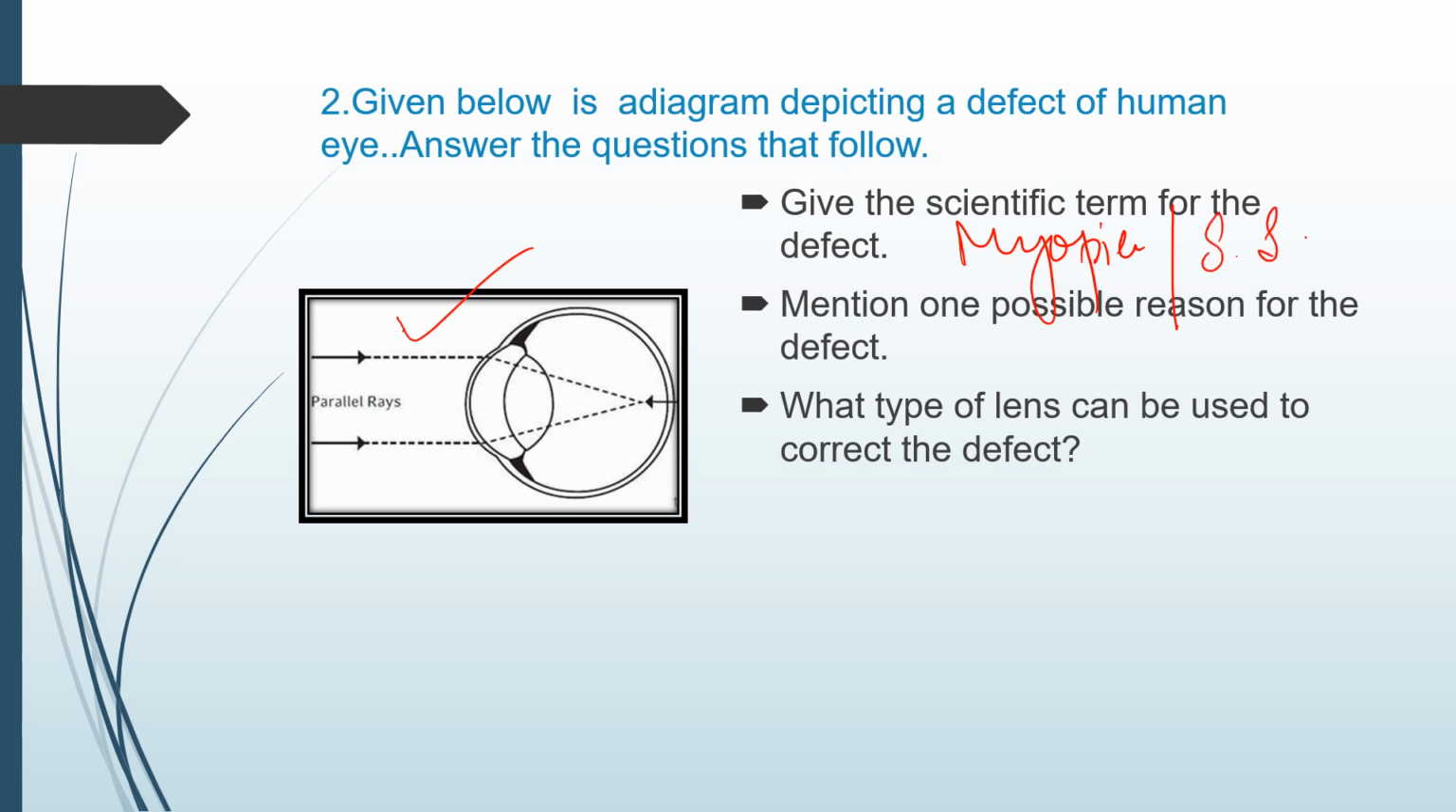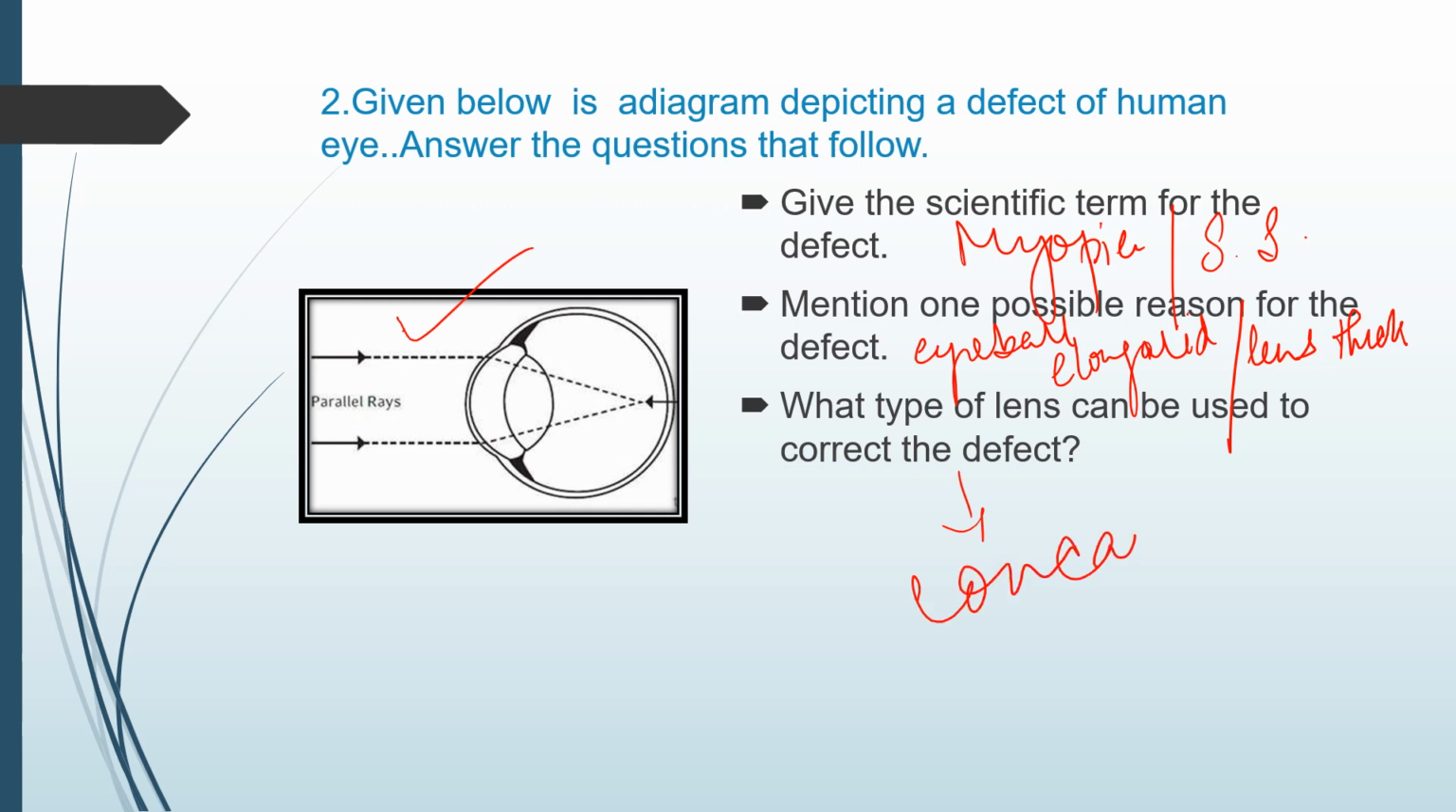Mention one possible reason. Either the eyeball is elongated, or the lens will become thick. So in hypermetropia the lens becomes thin, and in this the lens becomes thick. Now what type of lens can be used to correct this defect? Previously, for hypermetropia, a convex lens; and here we are using the concave lens.